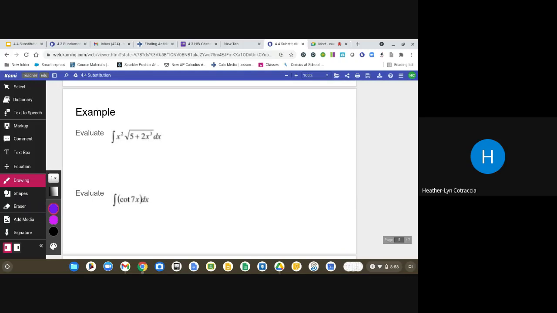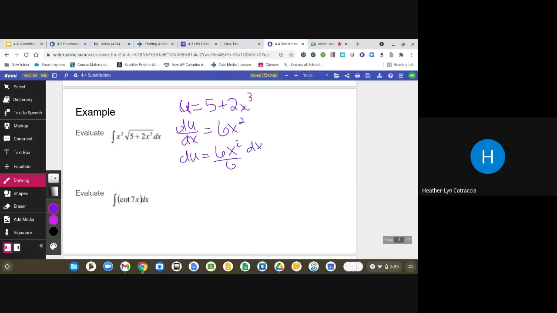Next question, there's two here. Okay, so again, first step is to find your u. Now, u should be in radicals, in parentheses, in denominators, in exponents. So I'm guessing my u is 5 plus 2x to the third power. Then we're going to differentiate u with respect to x. So du over dx is going to be equal to 6x squared. Move the dx, so du is equal to 6x squared dx.